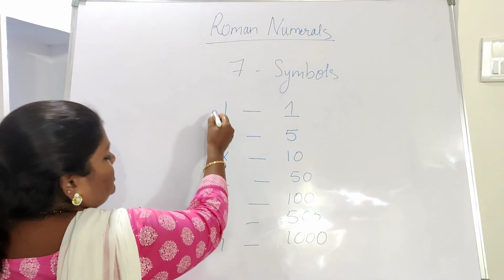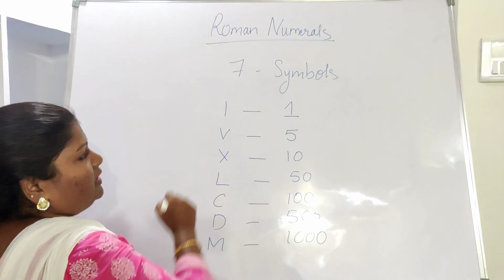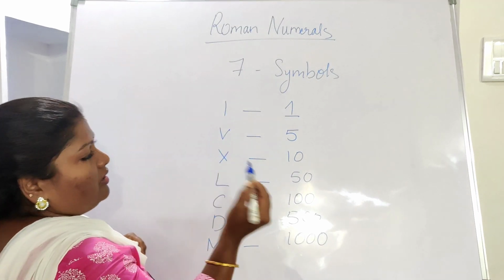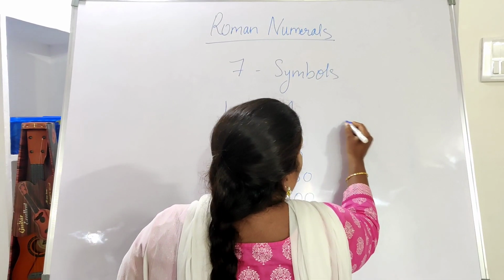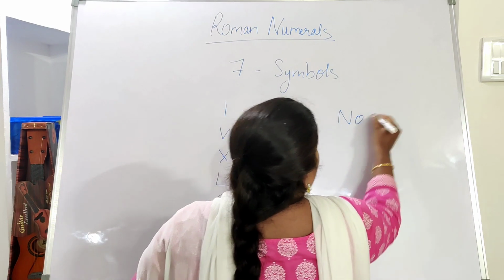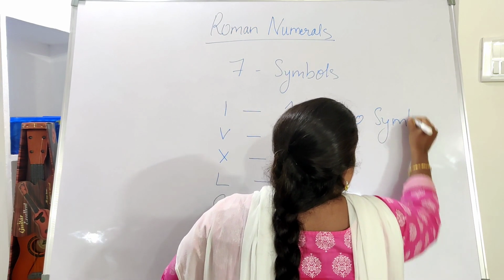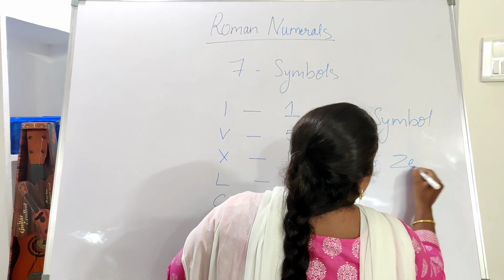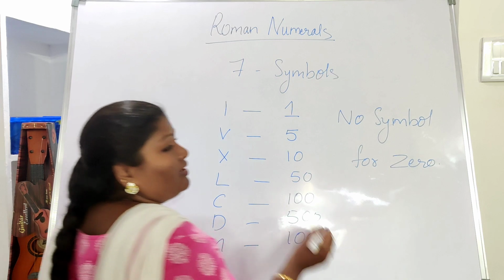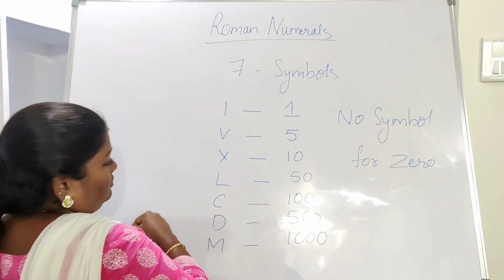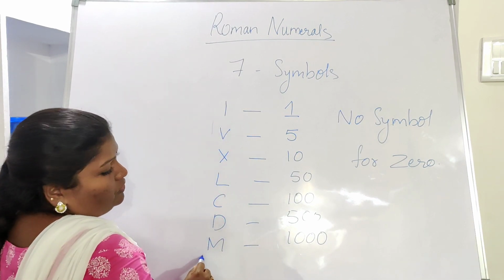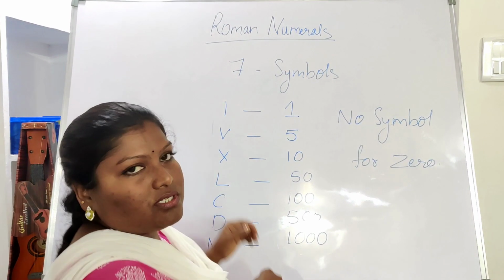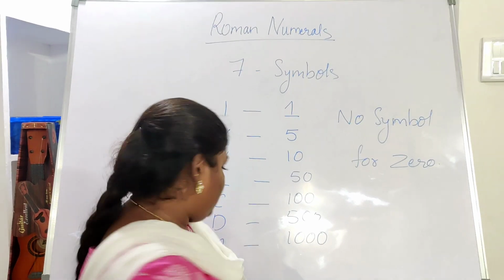So based on these 7 symbols, their whole numbers are written using these 7. And remember, there is no symbol for 0. So Romans don't have a symbol for 0. There are rules to use these Roman numerals. Now let us know the rules of how to use these numerals.